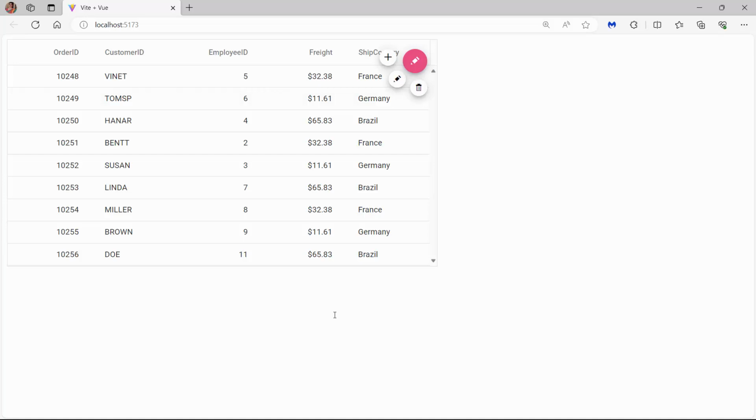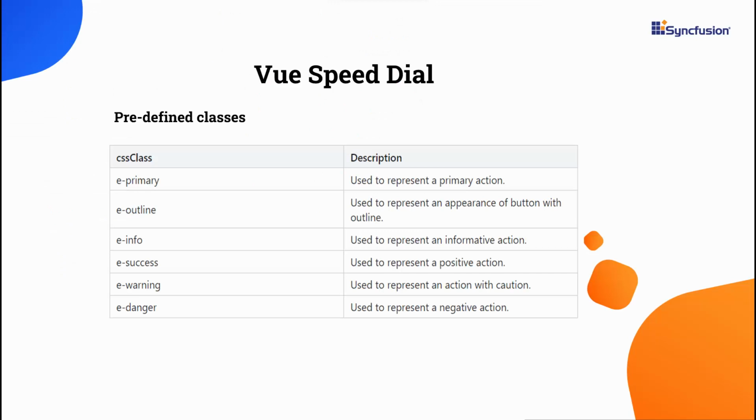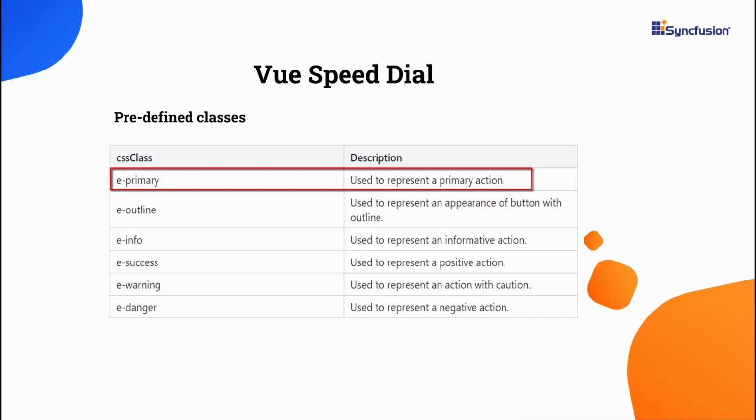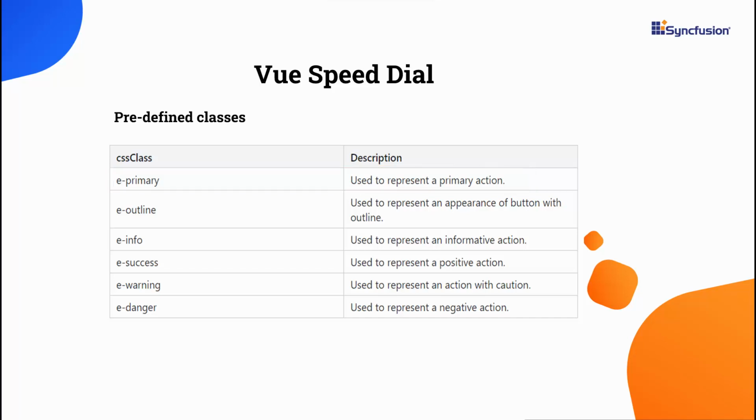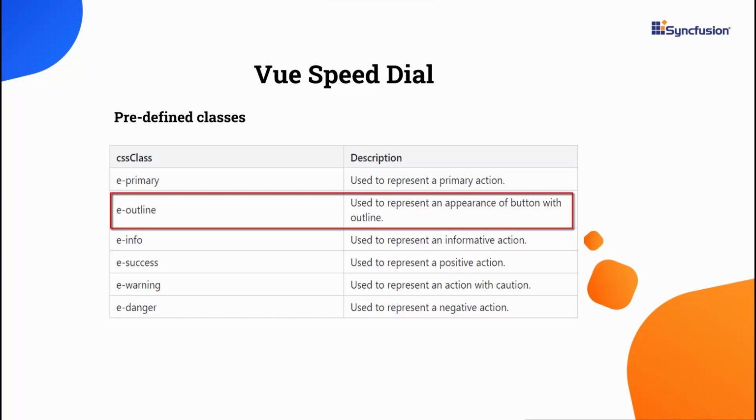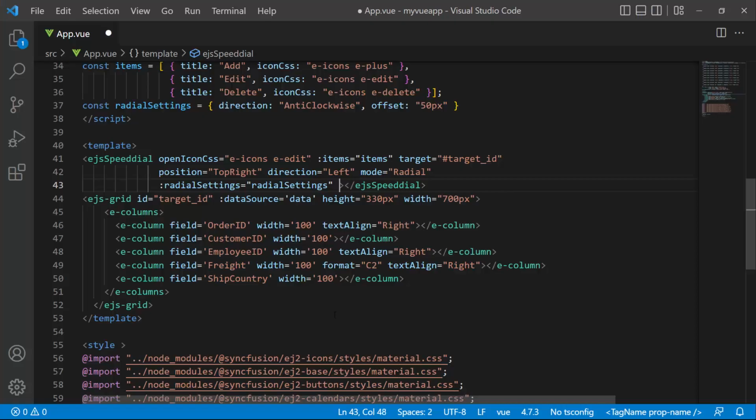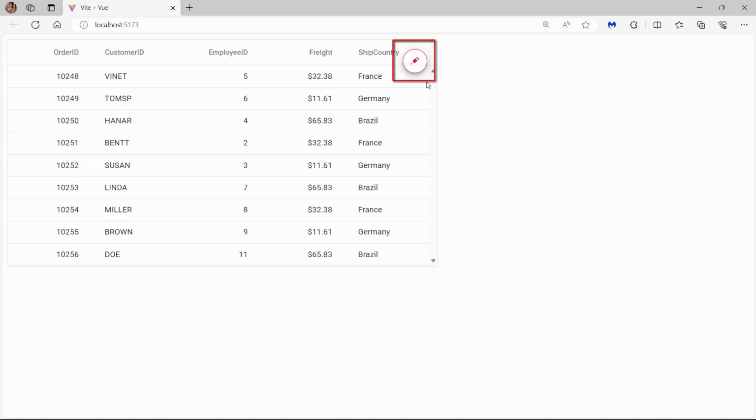Next, I will show you how to customize the style of the speed dial button using predefined CSS classes. By default, the primary style is applied. Now, I am going to render the speed dial without any background color using the eOutline CSS class. I set the CSS class property to eOutline. See, the outline style is applied.